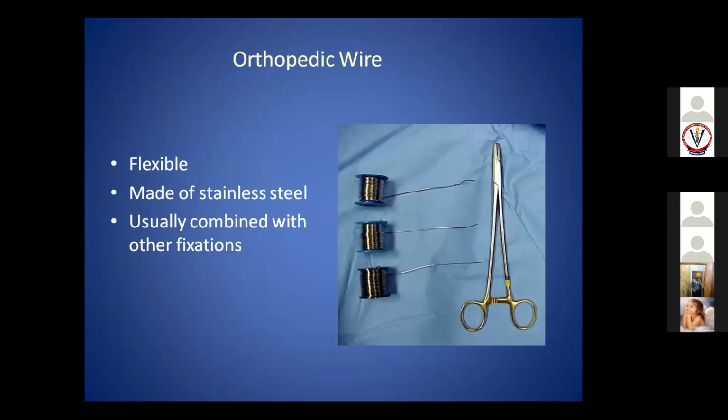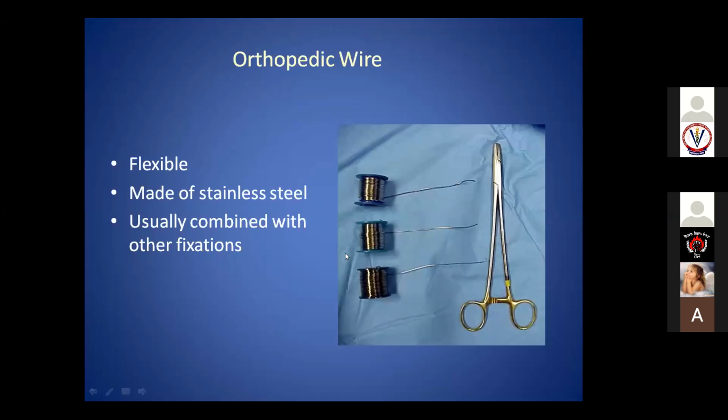Now, coming to the different types of implants that you can usually use for fixation of fracture. So the basic equipment is orthopedic wire. They are nothing but stainless steel wire, and they come in different sizes like 20, 22, 24, 26. So depending upon the size of the animal, the weight of the animal, you can select these stainless steel orthopedic wires.